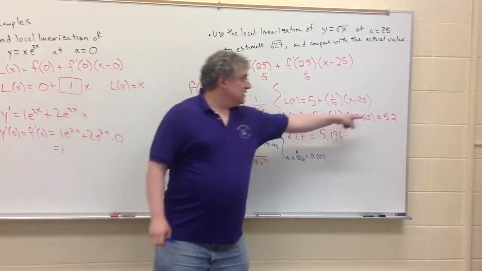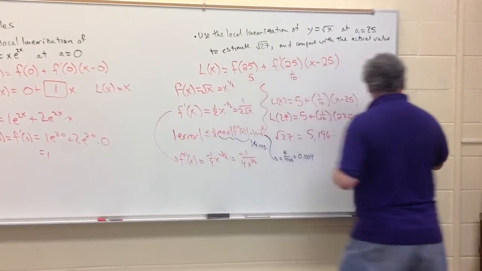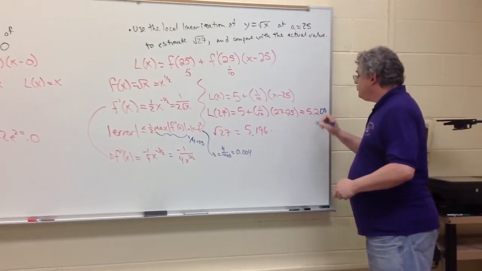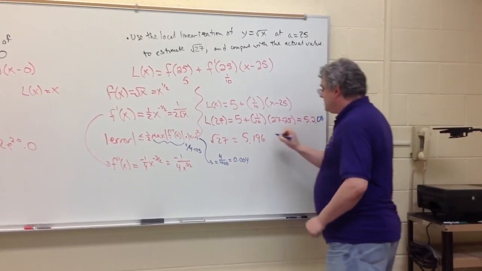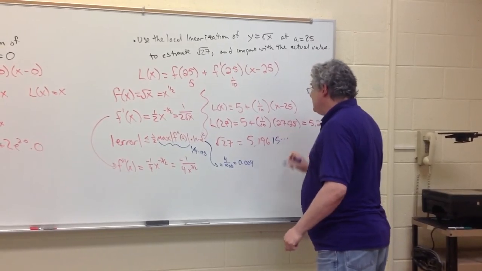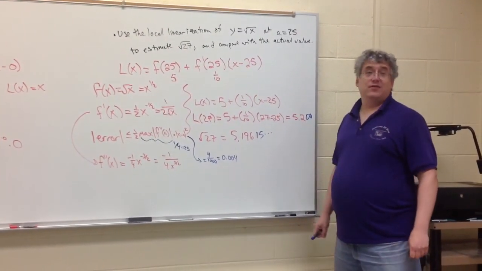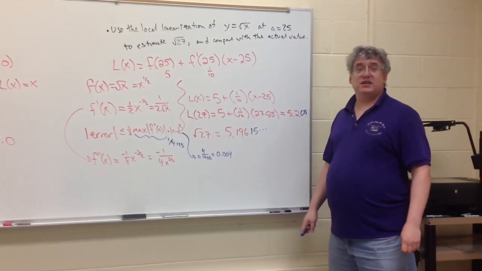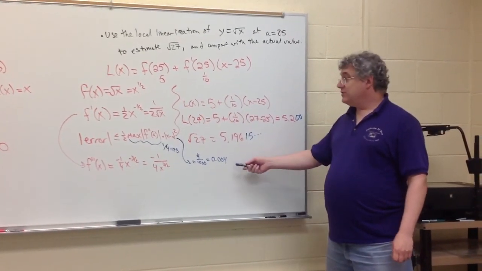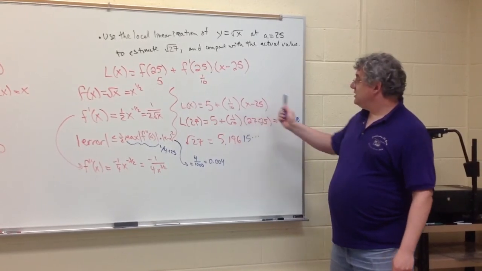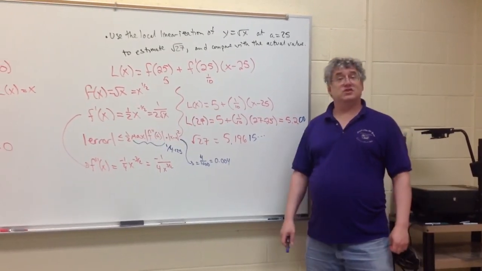Look at that. Is it? I didn't write the rest of the digits here. The rest of the digits are like 1, 5 something. The actual distance away is 0.00385, which is just barely smaller than that. This error-bound formula works. The linearization is a good approximation for the original function.